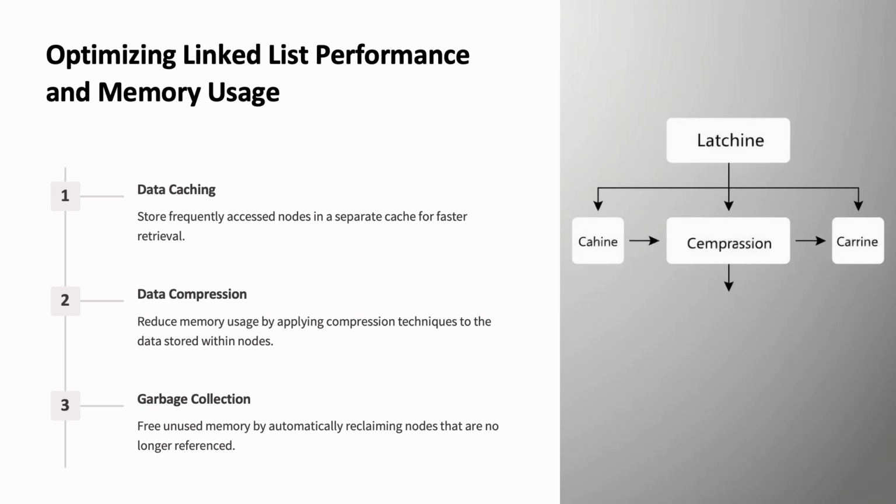Another one is garbage collection. Use a custom memory pool for node allocation to prevent fragmentation and simplify garbage collection. Periodically clean up unused nodes or use weak references to allow garbage collection of nodes no longer in use.